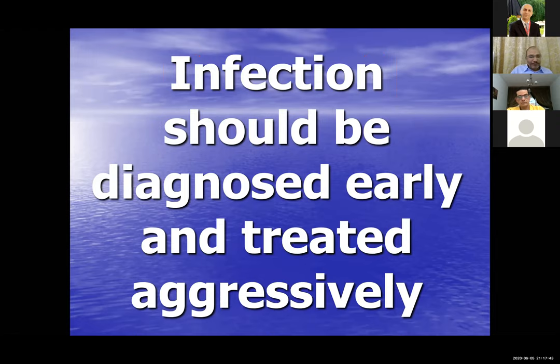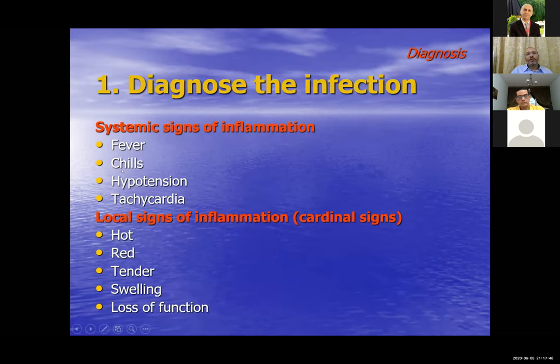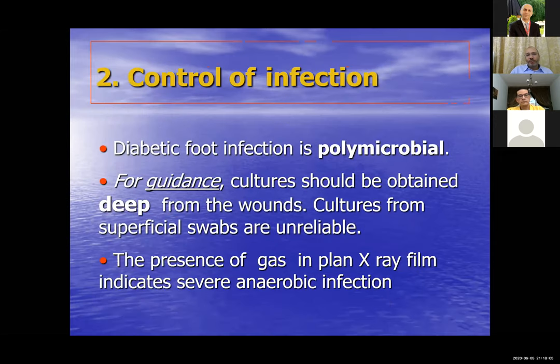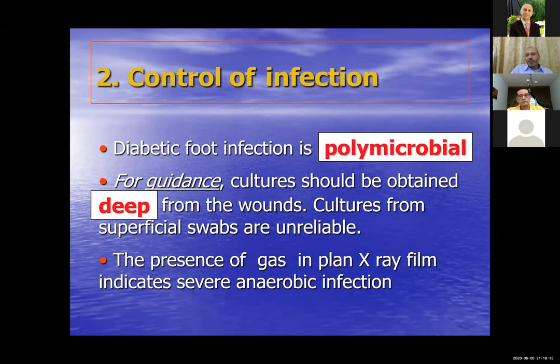Infection will mostly be discussed in detail by Dr. Ahmed Subih, but we have to know the cardinal signs of infection. Systemic, if the infection is deep and severe, there will be fever, hypotension, tachycardia, chills, and local infection is hot, red, tender, swollen, with loss of function. For microbiology, we need to take a deep culture from the deep wound, and we have to start with a broad spectrum antibiotic to hit the organism until the culture result is there. Then we escalate the antibiotic according to the culture, but we have to start with a broad spectrum antibiotic.